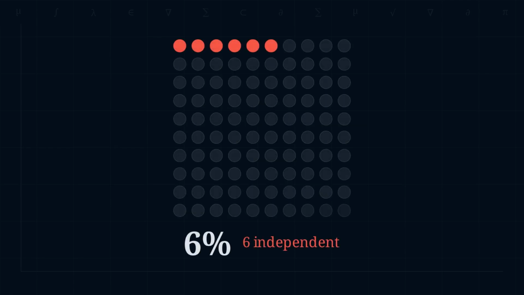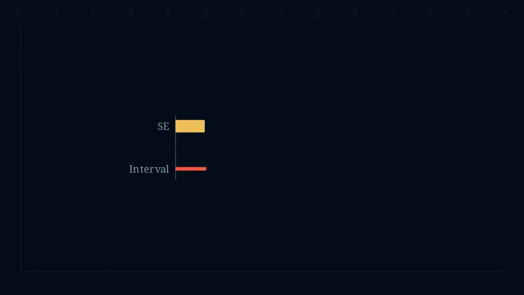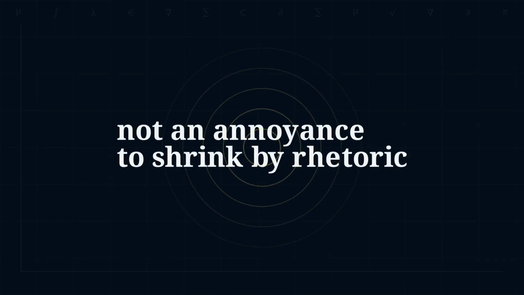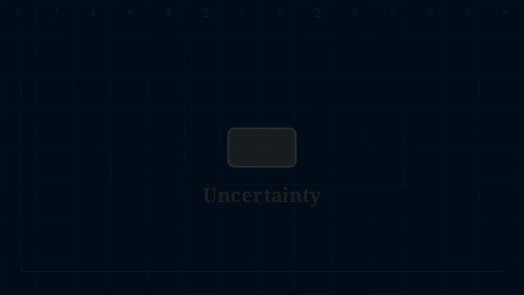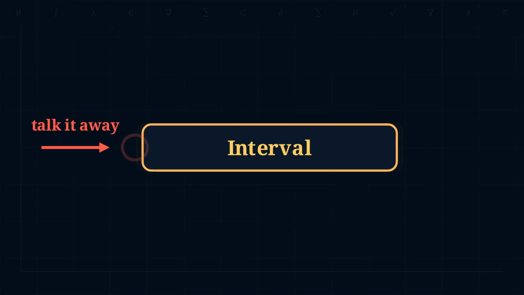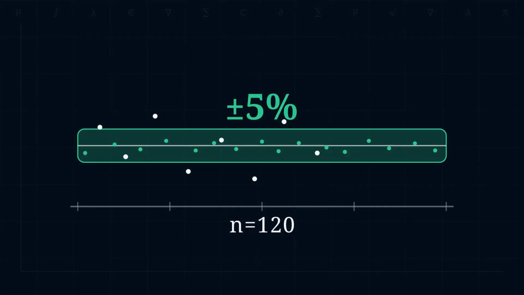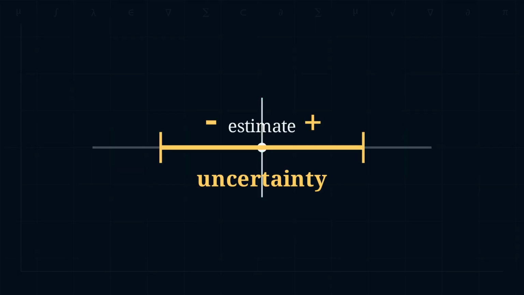If your sample has very few independent observations, like a test that only gathered opinions from about 100 people, the standard error is large, and so the interval is wide. That is not an annoyance to shrink by rhetoric. It is the method telling you the study does not pin down the value very tightly. If you hate the width, the solution is not to talk it away but to collect more information or use a design that reduces variability. The plus or minus is a mirror for your uncertainty, not a public relations problem.